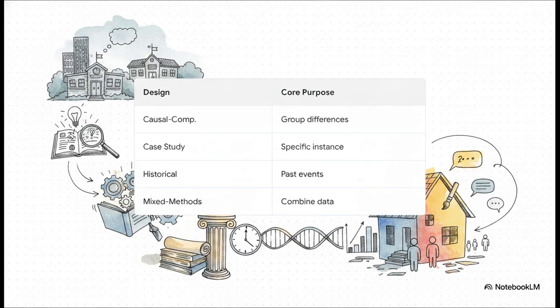Continuing our tour of design types, causal comparative research looks at existing group differences where you can't ethically or physically manipulate the cause, like comparing grades between urban and rural students. Case studies provide an incredibly deep dive into one specific instance, like spending an entire year analyzing a single, highly successful inclusive school. Historical research looks at past documents and archives to understand exactly how present conditions developed over time.